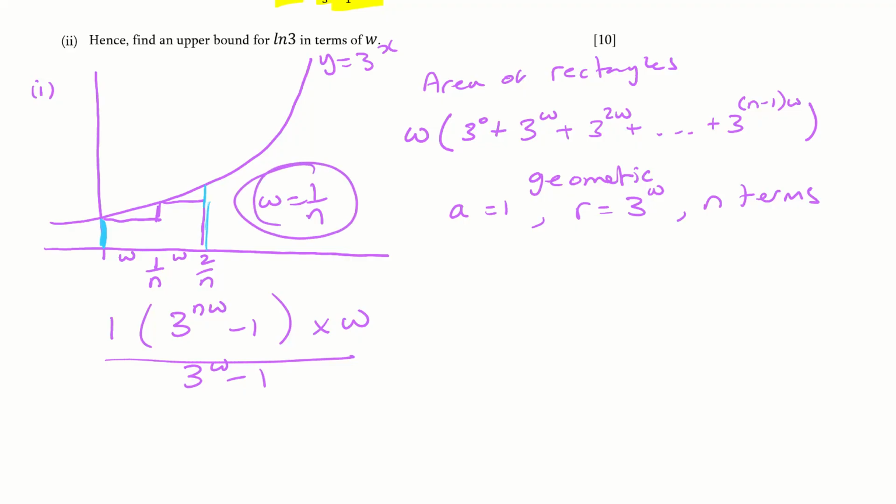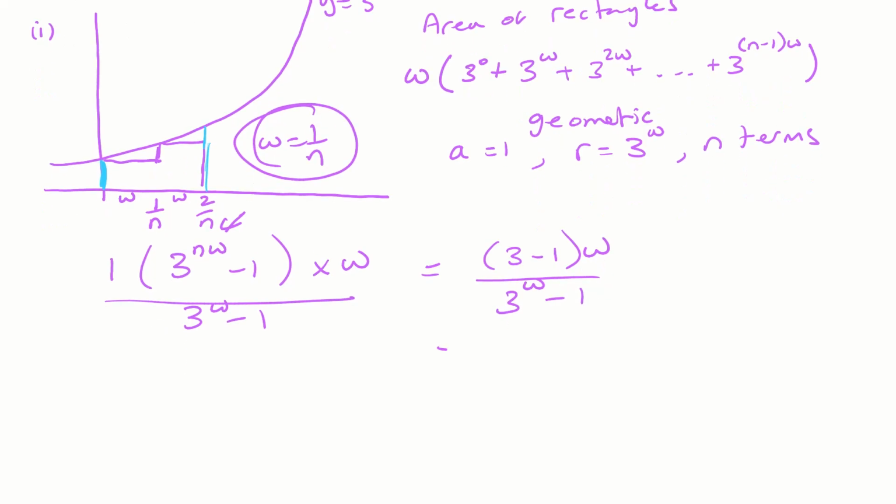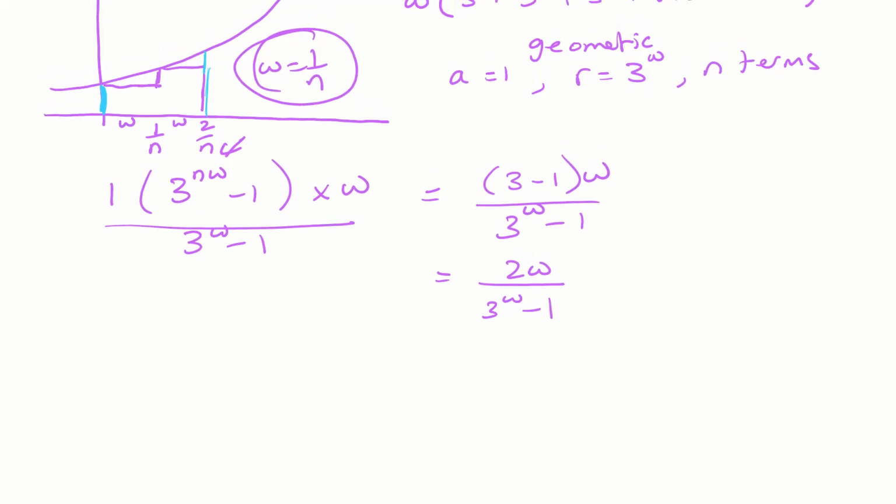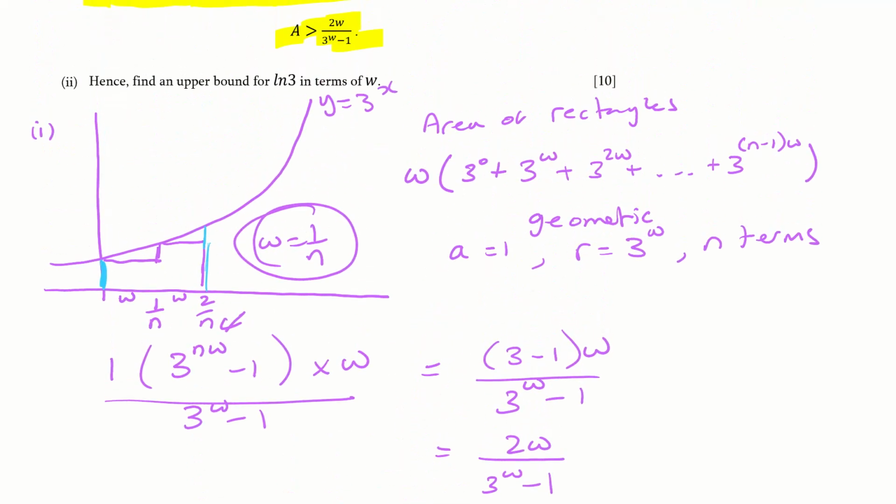Now, using that is going to make that just 3, because we've got 1 over n times n. And so that is going to be 3 minus 1 w over 3 to the w take away 1, which is 2w over 3 to the w take 1. So the area is greater than 2w over 3 to the w take 1 as required.